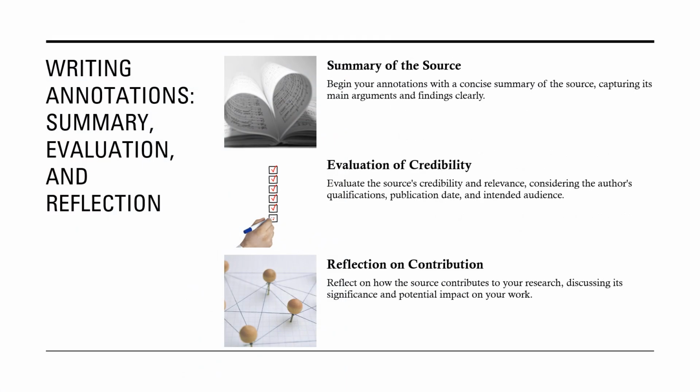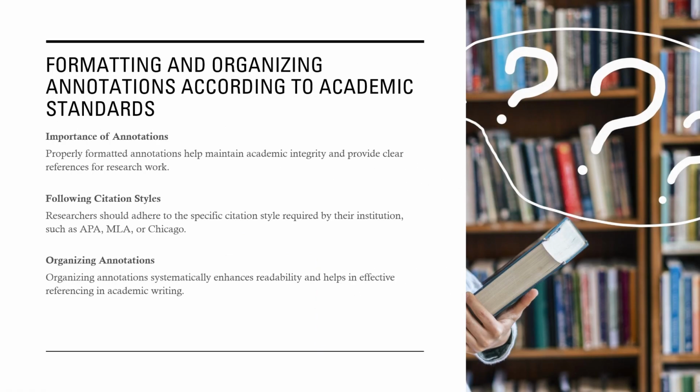Annotation should include a summary of the source, an evaluation of its credibility and relevance, and a reflection on how it contributes to the research. This structured approach enhances the usefulness of the bibliography. Proper formatting and organization of annotations are essential for maintaining academic integrity. Researchers should follow the specific citation style required by their institution or discipline.